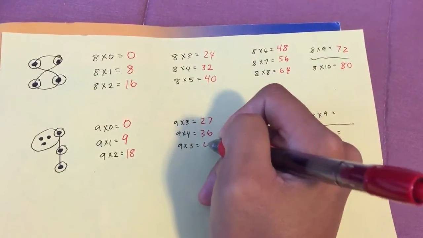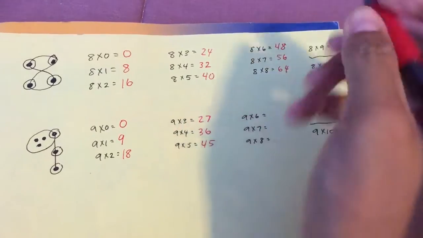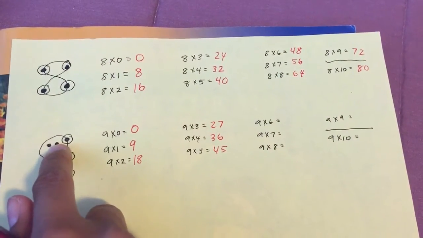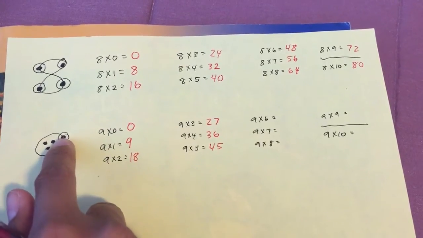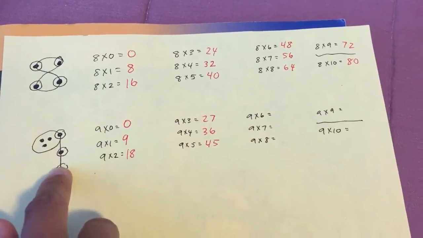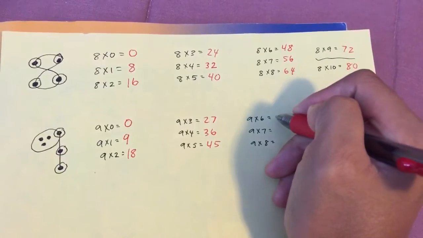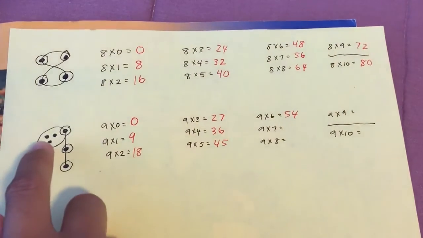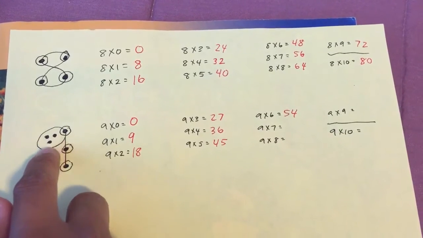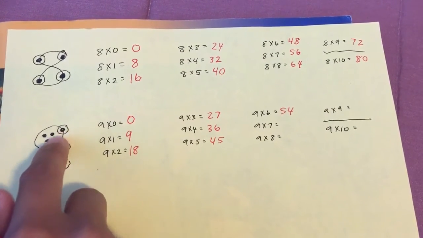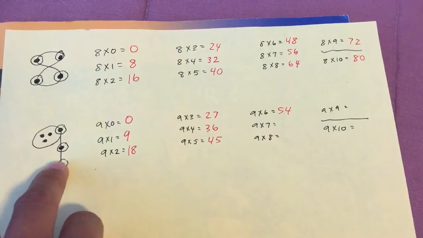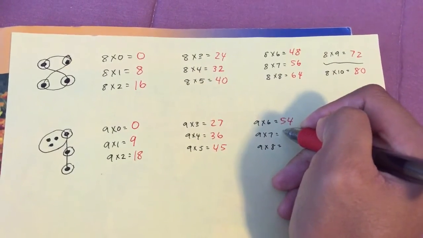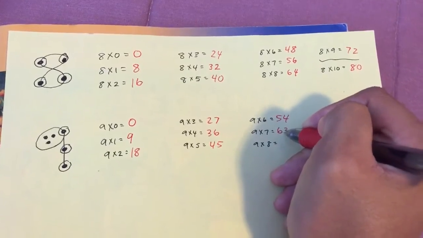So hopefully you got that correct if you paused the video and tried to do it on your own. After 45 is 46. 46, 47, 48, 49, 50, 51, 52, 53, 54. 9 times 6 is 54. The number after 54 is 55. 55, 56, 57, 58, 59, 60, 61, 62, 63. 9 times 7 is 63.